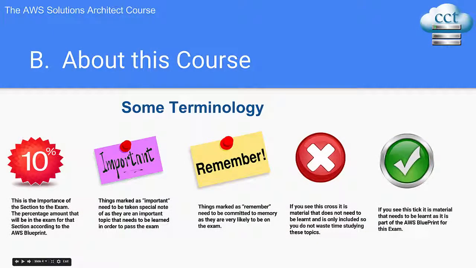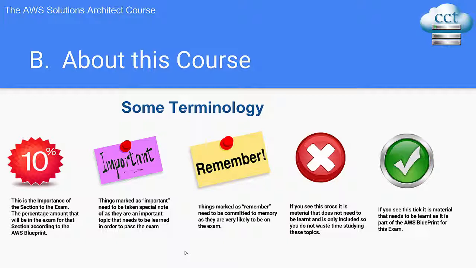As you go through the course, you will see these little icons pop up now and again. It's important to take note at the beginning of what they actually mean, because I have done them to help you pass the exam. The first thing is a percentage sign. You'll see in each section, it'll be up in this top corner. If you see 10%, it means that the section you're doing relates to 10% of the exam. So it's not super important.